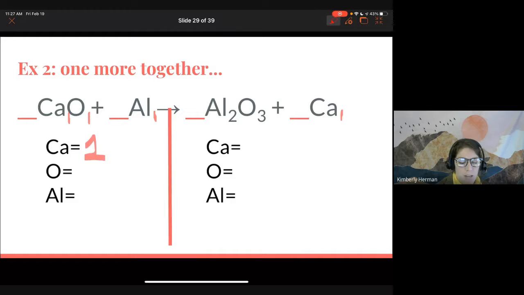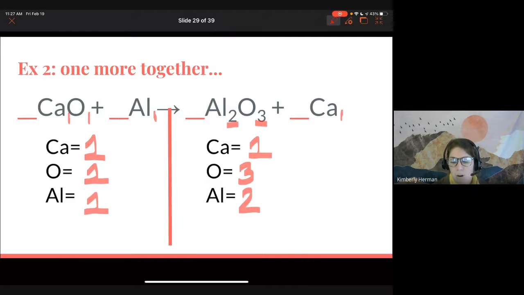So we have one Ca, we have one O, and we have one Al. We have one Ca, we now have three Os, and we have two Al. So our Cas are already balanced, so that's pretty awesome. And notice how I said they're already balanced and I didn't add yet. So we might have to change it, but we'll see. So we have a 1 and we have a 3 here.